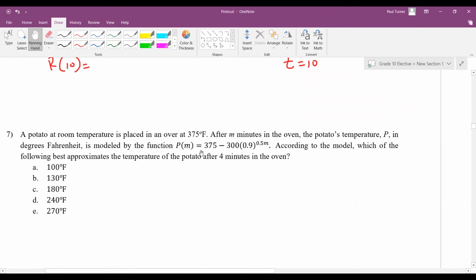Again, this is another function. According to the model, which best approximates the temperature after 4 minutes. So in this case, 4 minutes, m minutes. So m is 4. So you just put 4 into there, okay? So that's P(4). Like that, and you calculate, it's multiple choice. I think this is an SAT question. Can't remember where I got it from for that one.